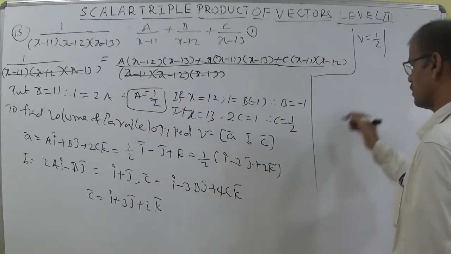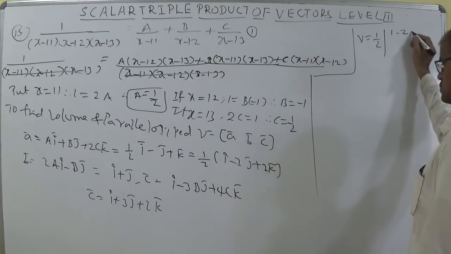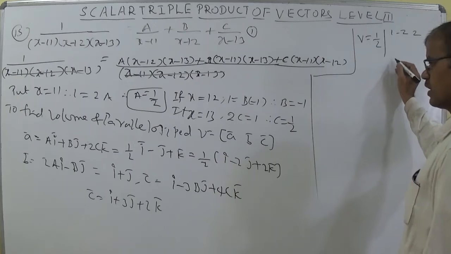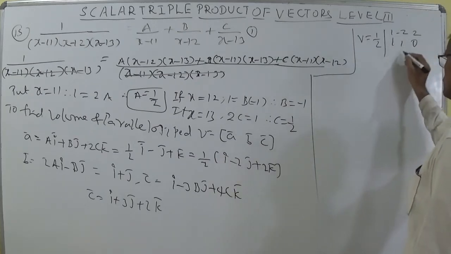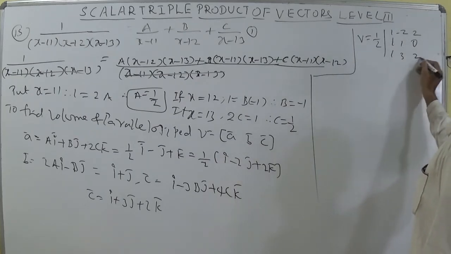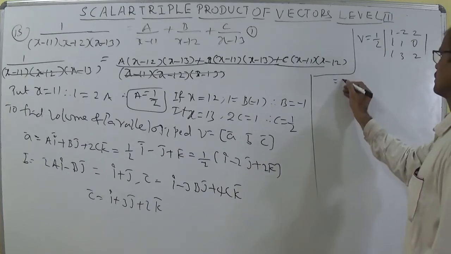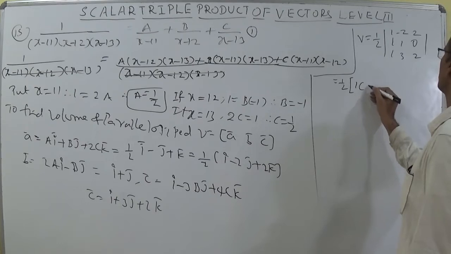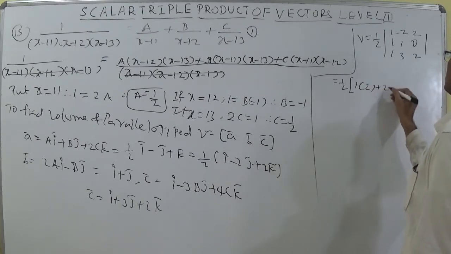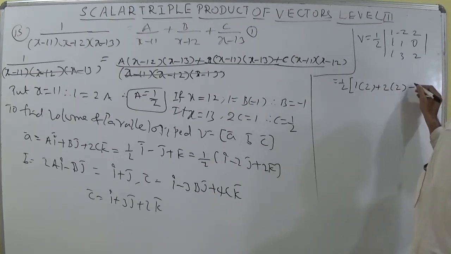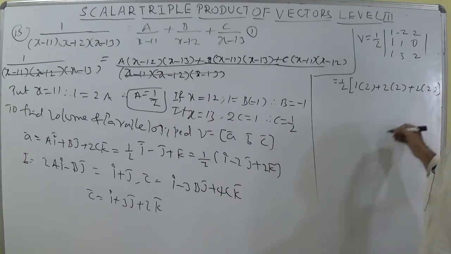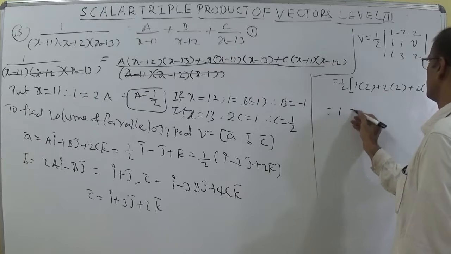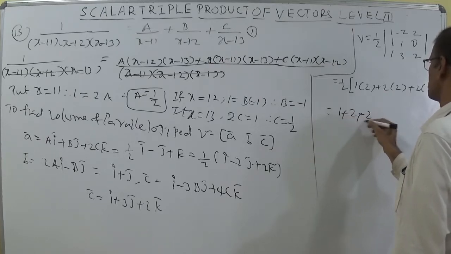The value now we got here: 1, minus 2, and 2. This is B. What is the value of B? 1, 1, 0. The value of C: 1, 3, 2. Using the determinant, 1 into 2, minus of minus, plus 2 into 2, plus 2 into 3 minus 1 is 2. So the 2 can get cancelled totally. Here you can write 1 plus 2 plus 2.